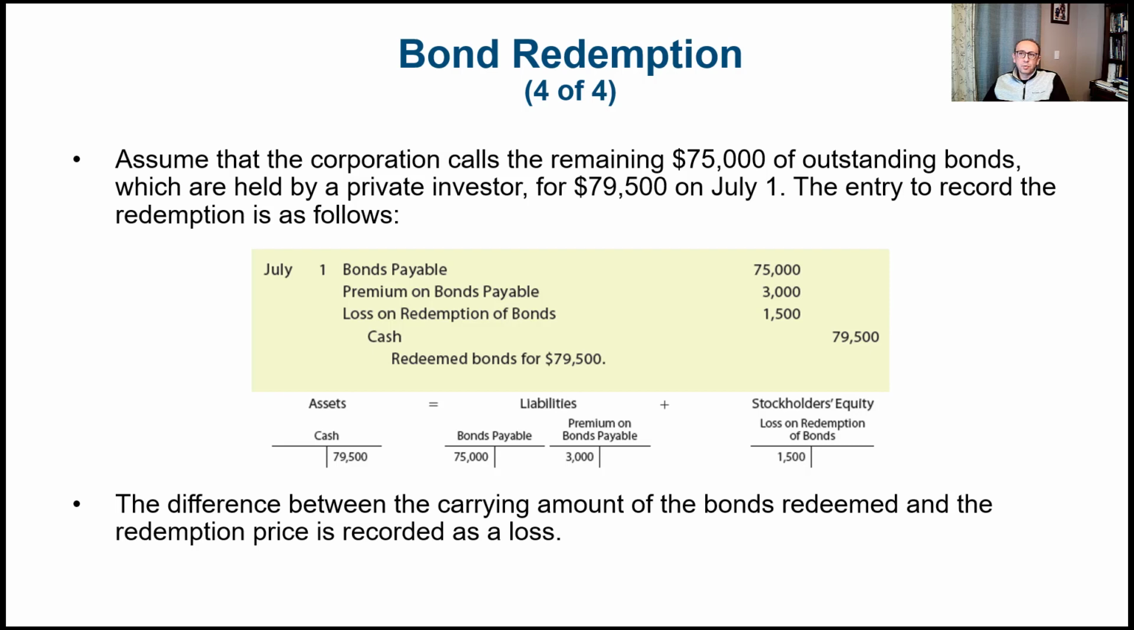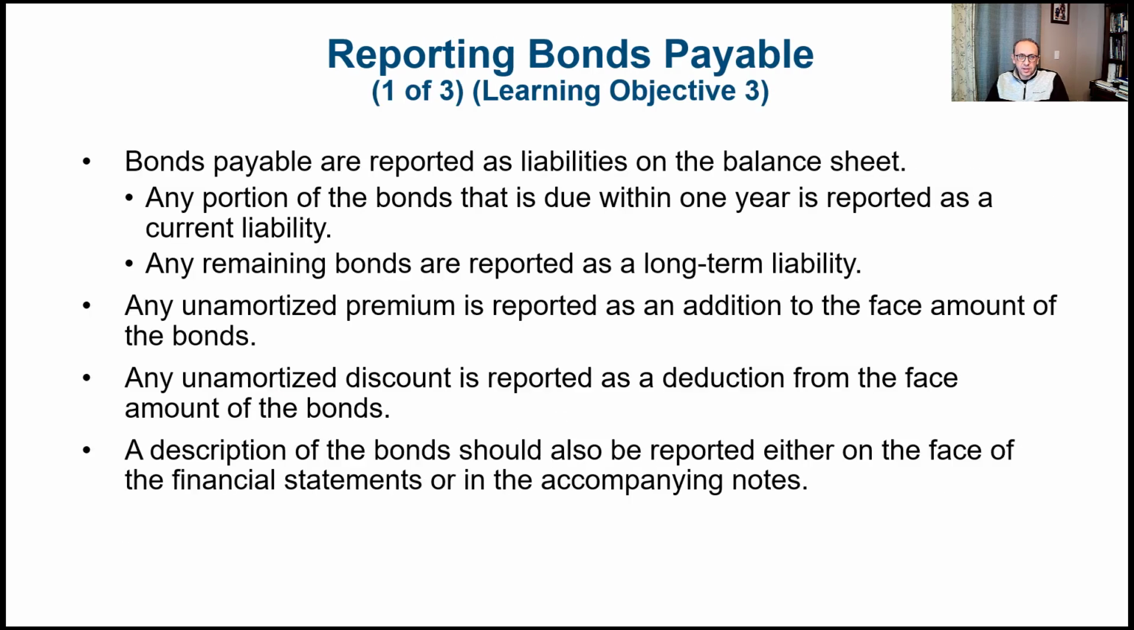Now let's talk about reporting the bonds payable on the financial statements, and more specifically on the balance sheet. Bonds payable are reported as liabilities on the balance sheet. Any portion of the bond that is due within 1 year is reported as a current liability. Any remaining bonds are reported as a long-term liability. So anything that's beyond 1 year would be a long-term liability. Any unamortized premium is reported as an addition to the face amount of the bond, and on the other side, any unamortized discount is reported as a deduction from the face amount of the bond. The description of the bonds should also be reported either on the face of the financial statement or in the accompanying notes.